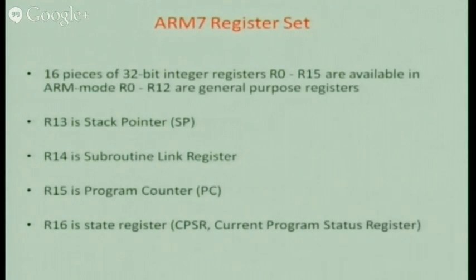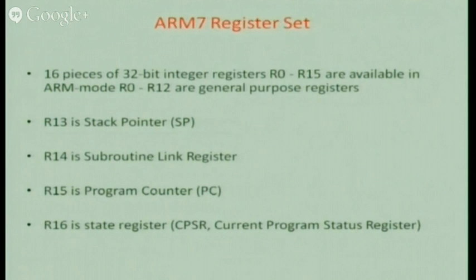Now the ARM7 register set. As I told you, it contains a large register file. That is, it contains 16 registers, and each register is 32-bit wide. So we have R0 to R15 registers. 16 pieces of 32-bit integer registers R0 to R15 are available in ARM mode. R0 to R12 are general purpose registers. R13 is your stack pointer.